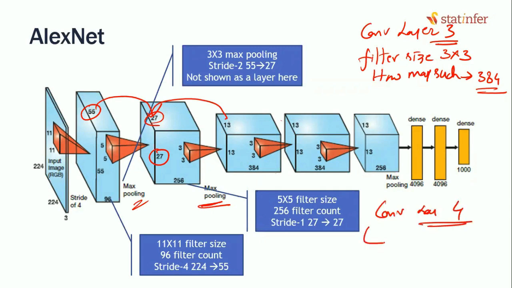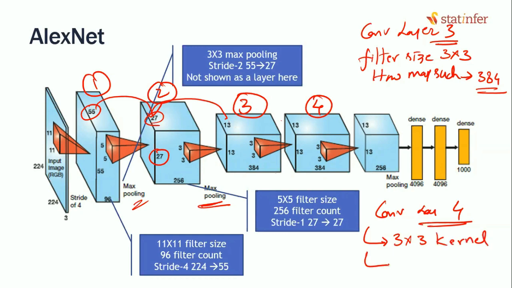Now can you tell me every detail about convolution layer 4? This is conv 1, conv 2, conv 3, done. This is convolution layer 4. What is the kernel matrix size? 3 by 3 is the kernel matrix size. Perfect. How many such filters? 384. Perfect. No doubt about it. Awesome.